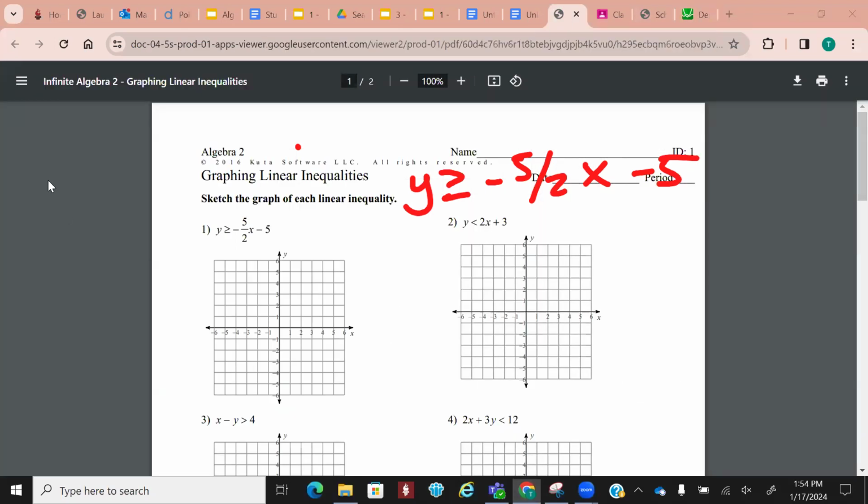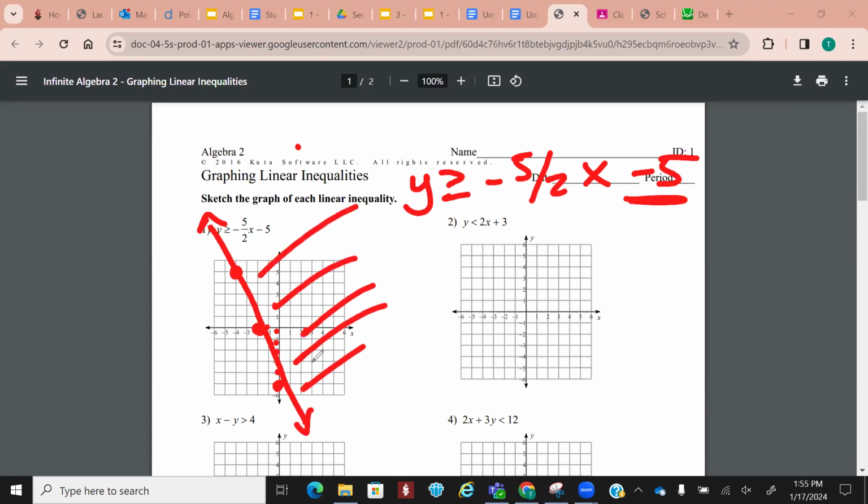If I were to graph this by hand first, I would go down to -5 because it's my y-intercept. And then I would go down 5 over 2. Well, that will be off my graph. So I'm going to go in the opposite direction. I'm going to go up 5 and over 2, and then draw a dot. And this is going to be a solid line. And we learned yesterday that if it's greater than, then we're going to shade above. So remember, if it's greater than, we go above. If it's less than, we go below.